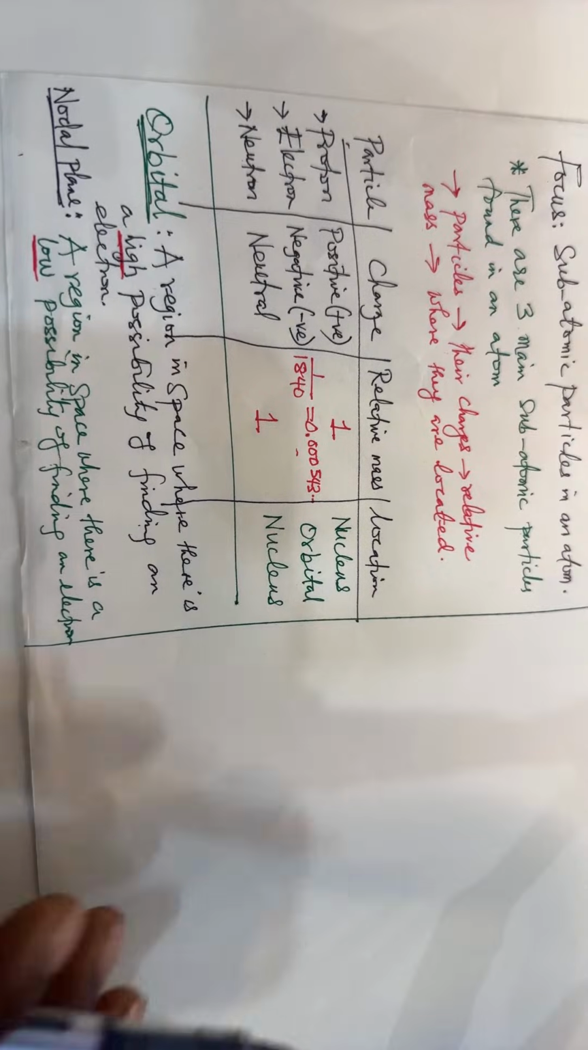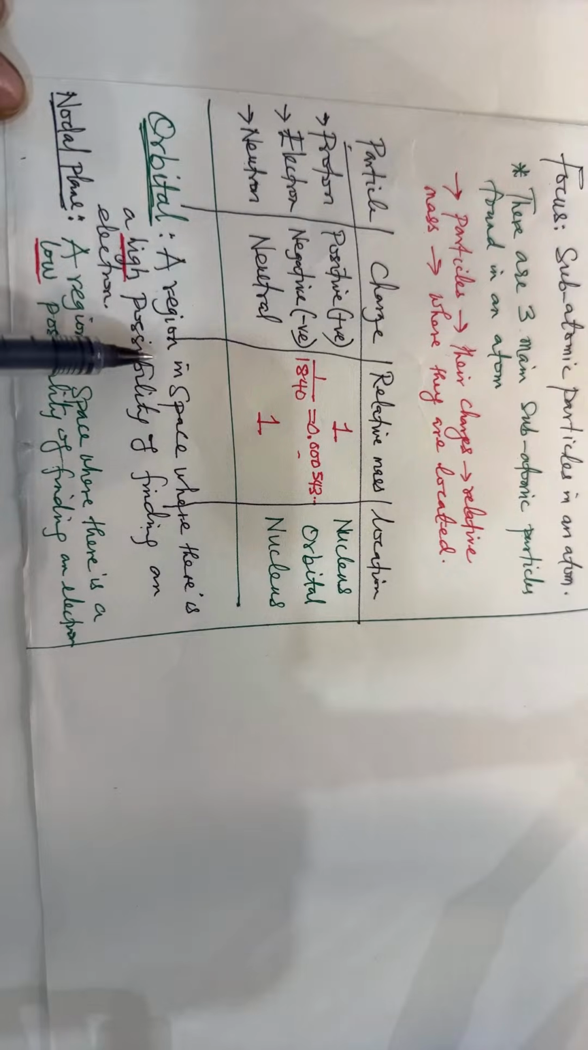Okay, so that's not that plane. Now we just tracked two important points. A region in a space where there is high possibility of finding an electron is called orbital, and a region in a space where there is low possibility of finding an electron is called nodal plane.